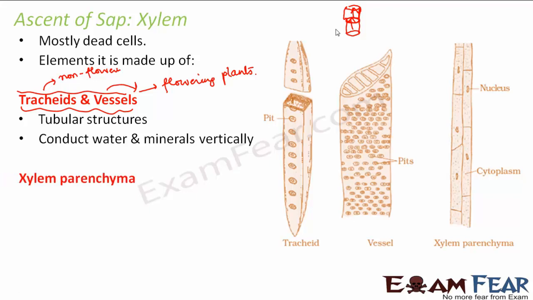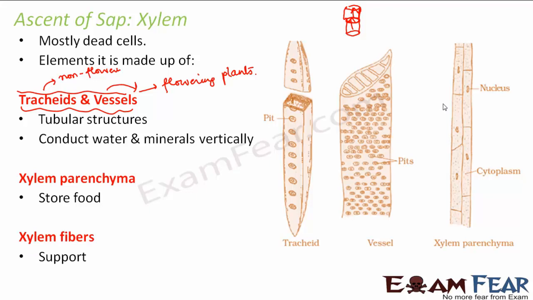However, there are some other components also, like xylem parenchyma. Xylem parenchyma's main purpose is to store food. So here you can see how the parenchyma cells look. They consist of cytoplasm and a nucleus, but their main function is storage of food. They also have xylem fibers. The xylem fibers are dead cells which are used only for structural strength or support.